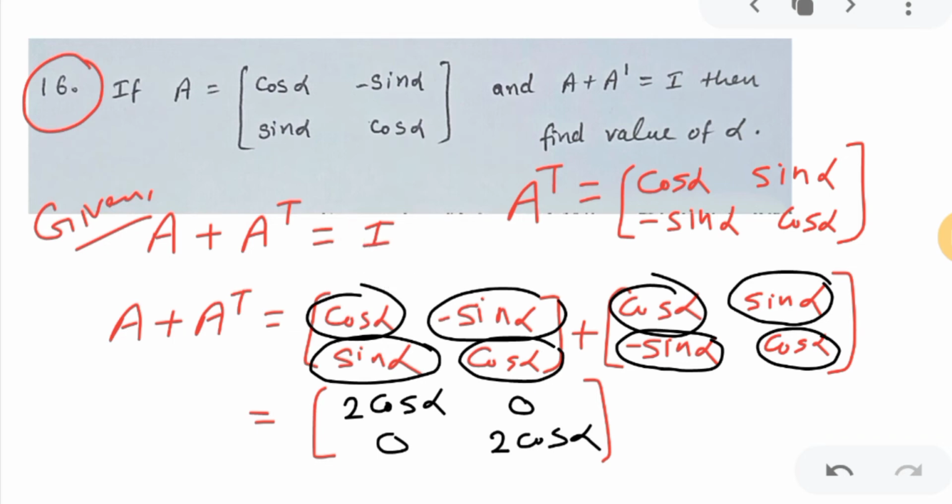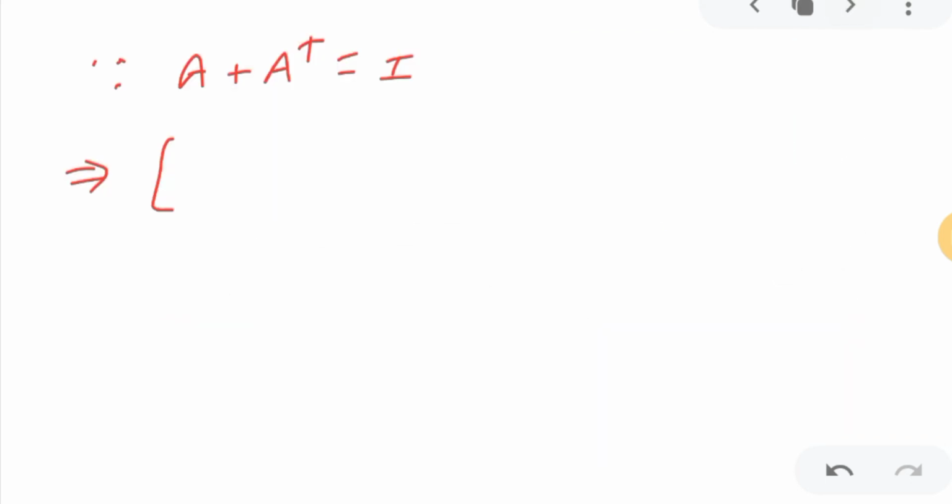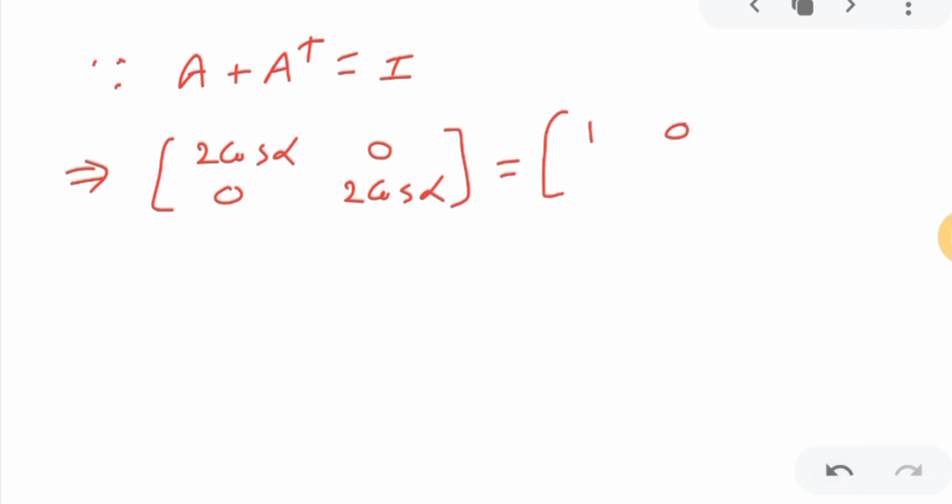Since A plus A transpose is equal to I, the left side matrix we found as A plus A transpose is 2 cos alpha 0, 0 2 cos alpha. And the right side I means the identity matrix, which is 1 0 0 1. Now two matrices are the same, so corresponding elements will be the same.